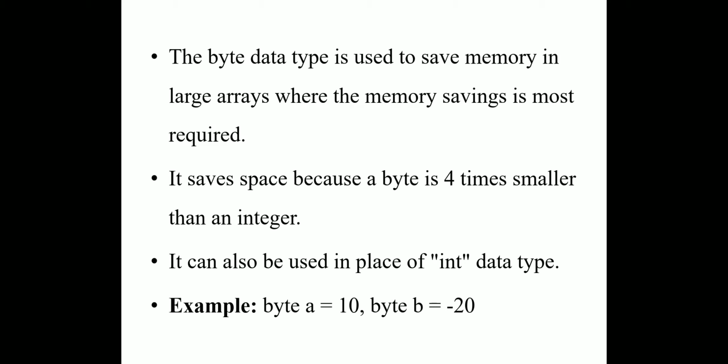It can also be used in place of the int data type. For example, byte a equal to 10, byte b equal to -20. In this example, we can also assign int in place of byte: int a equal to 10, int b equal to -20.